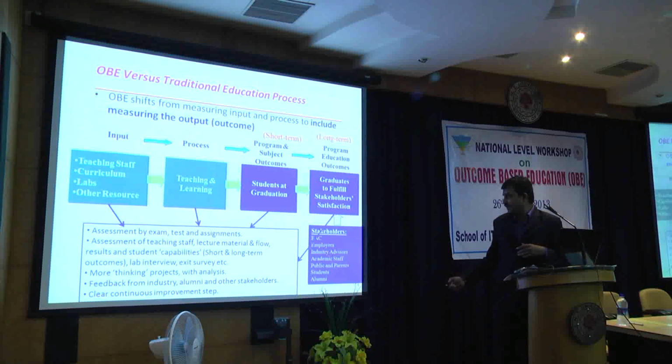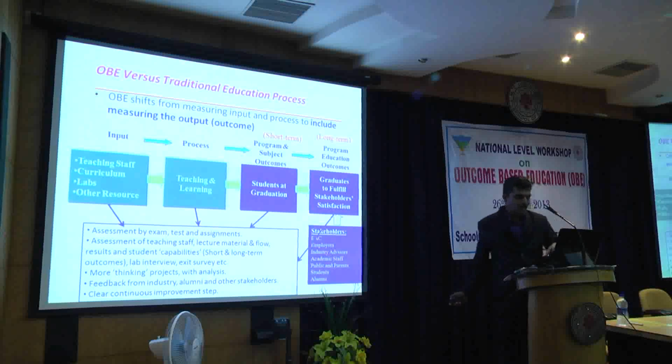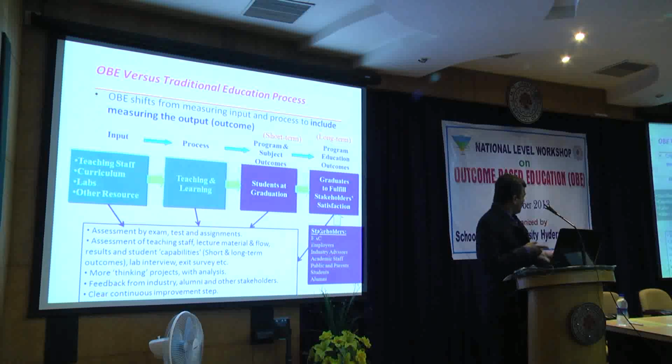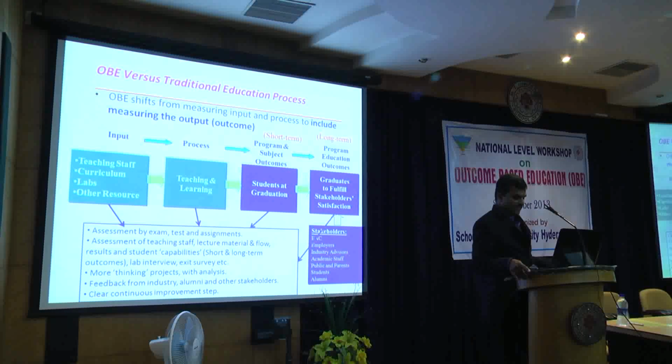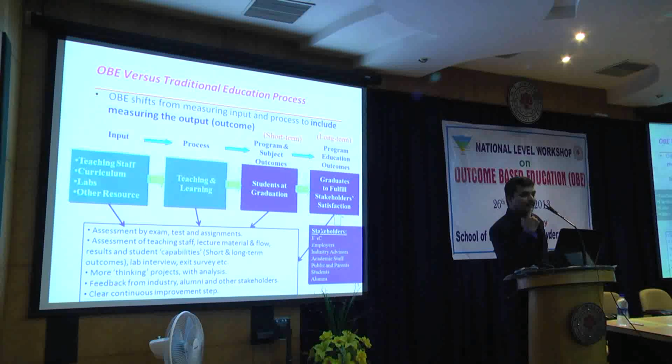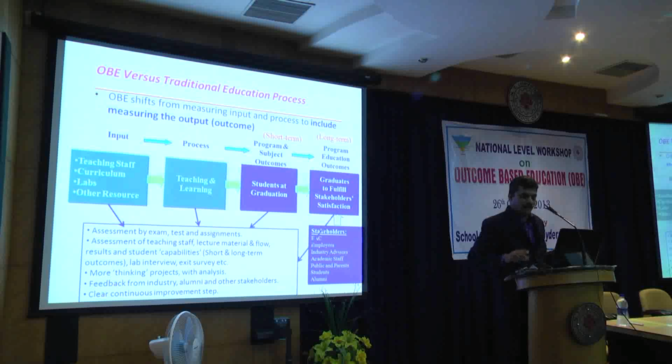So next, you see that here stakeholders are there. Stakeholders means employers and industry advisors, academic staff, public and parents, students, alumni. You see, all these meetings are very, very important. You can conduct them either yearly, twice a year, or once in 2 years for some of the bodies. We will discuss how to assess this. Okay.